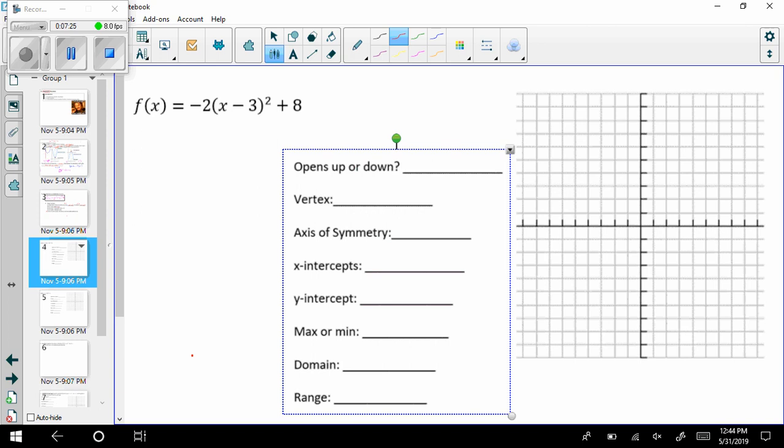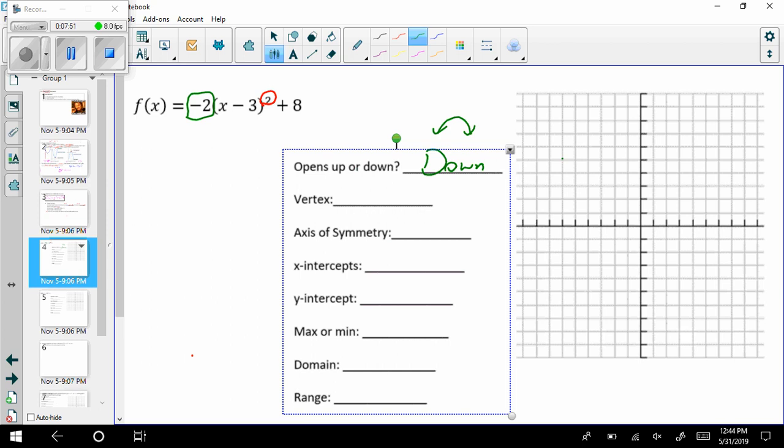So they give me this quadratic. I know it's quadratic because the highest exponent is a 2. So the first thing, let's decide: is this thing going to open up or down? Well, look at a. a is negative 2. Because a is negative, I know this parabola is going to be opening down when it comes time to graph.